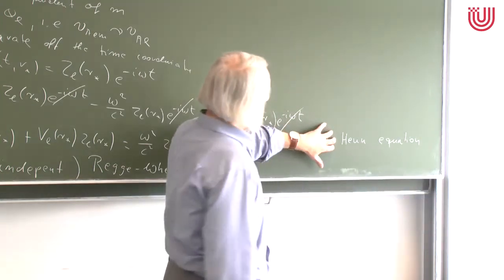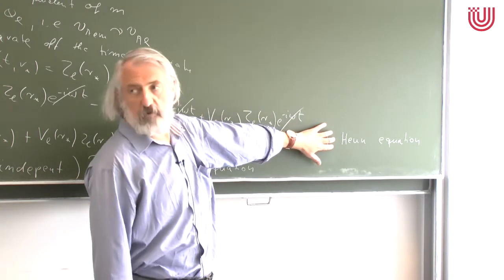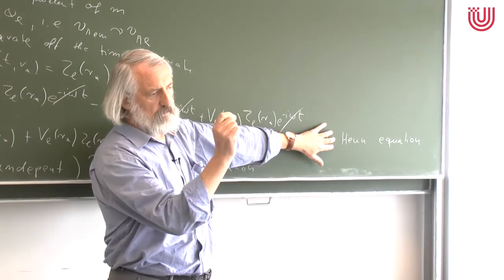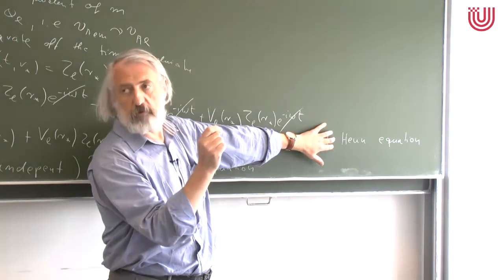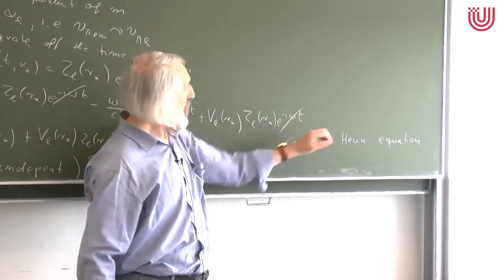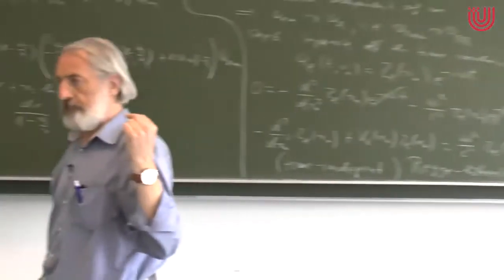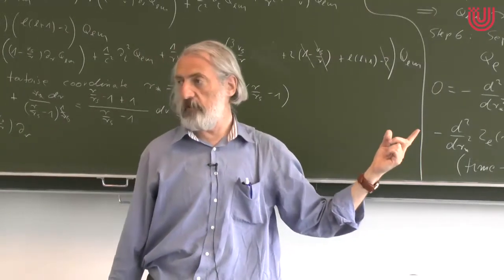So the Heun equation, the general Heun equation, has 4 singularities. So it has 4 points on the real line where the coefficients of the differential equation become infinite. And the confluent Heun equation is the equation where 2 of these singularities come together. And this is a confluent Heun equation, what we have here.